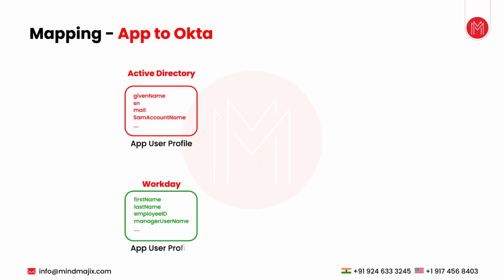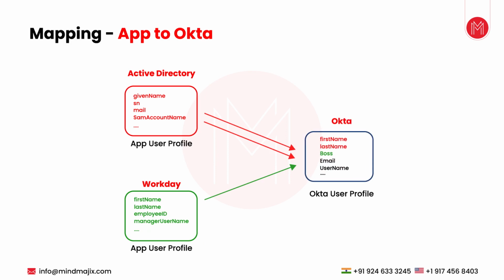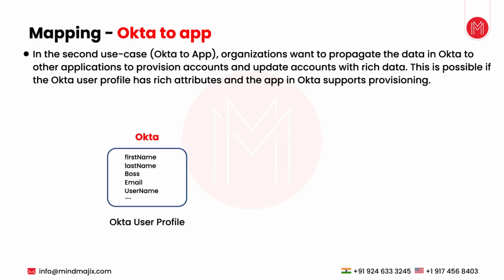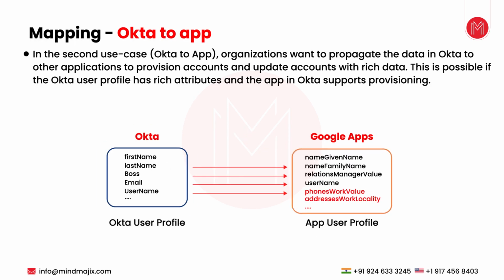If we talk about mappings app to Okta, basically this is your application, these are your two different applications, and now you are just mapping them to Okta. So your first name and last name are coming from Active Directory, your manager details or your boss information is coming from Workday, and finally all of this information is being stored in Okta. So Okta acts as a single source of truth, and the mapping is from different applications. You can have reverse mapping, that is from Okta to app.